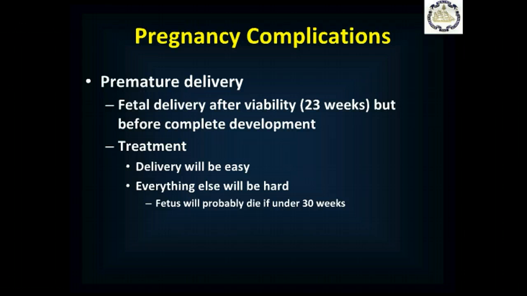Premature delivery is sort of the flip side of a miscarriage. The fetus is beyond 23 weeks, and so it's theoretically able to survive outside of the uterus, but it's delivered before it completely develops. And this is a real problem. The delivery will be very easy. These are very small fetuses, but if it's under 30 weeks, unless you happen to have a neonatal intensive care unit right next door, chances are pretty good that the fetus is going to end up dying before you can get it to care.